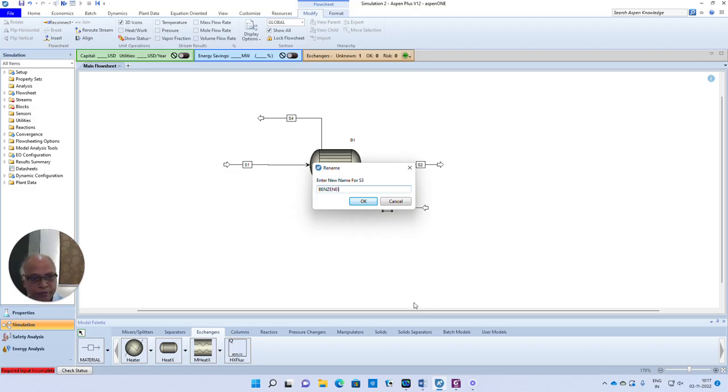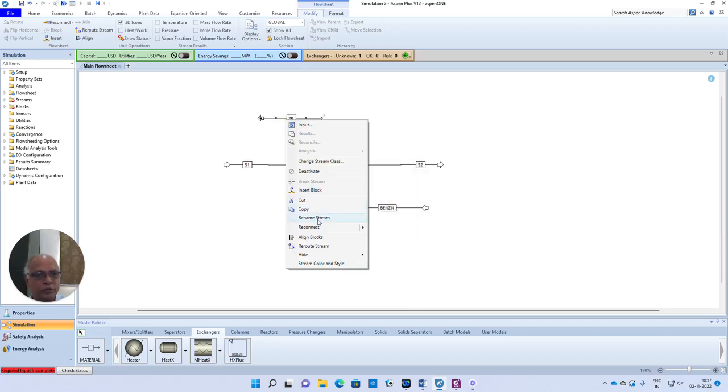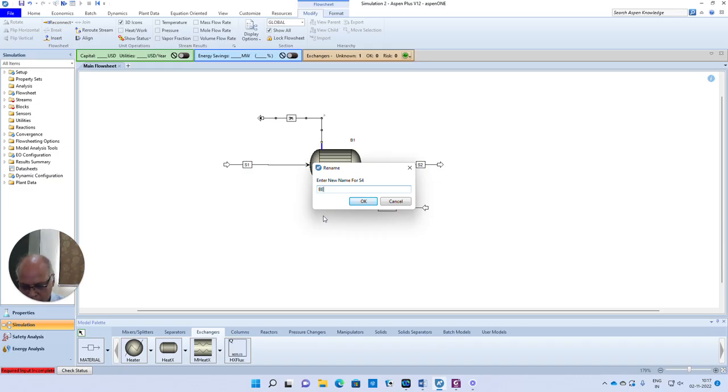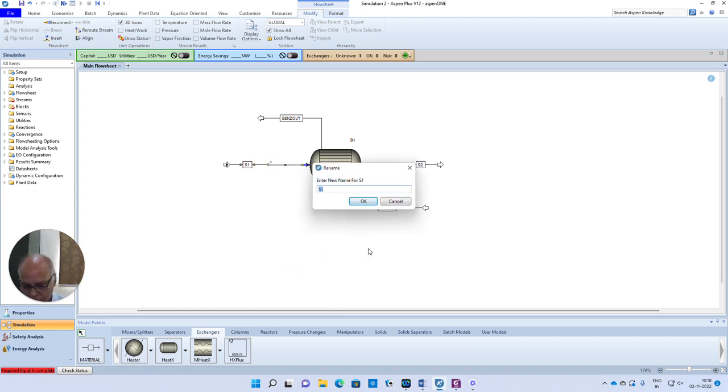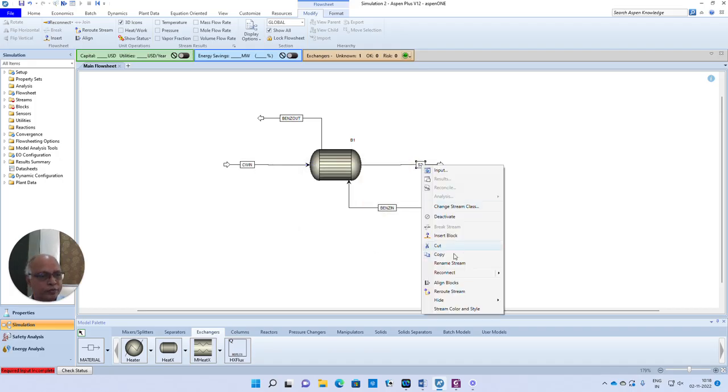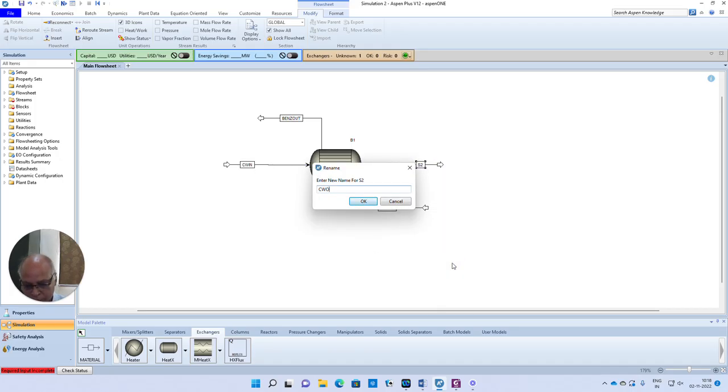Benzene in and benzene out. And this is cooling water in, water out. So having drawn the flow sheet, now let us try to define the problem.